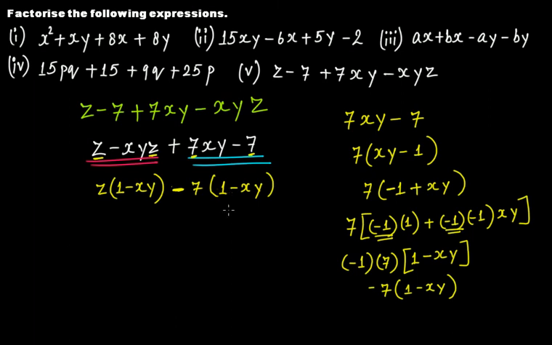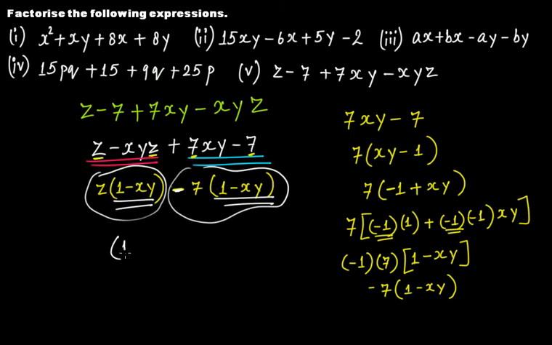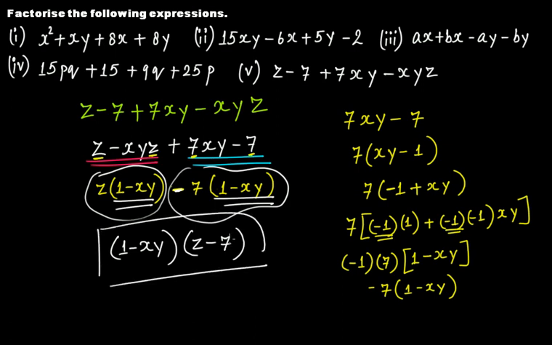Simple, right? Okay, so we have two terms now, this and this. Why are we taking minus in the next term? Because if your coefficient is negative, you always take the negative sign with the next term. Okay, so 1 minus xy is common. Let's take this out. 1 minus xy, this becomes z minus 7. This is the required factorization of this expression, that is z minus 7 plus 7xy minus xyz.